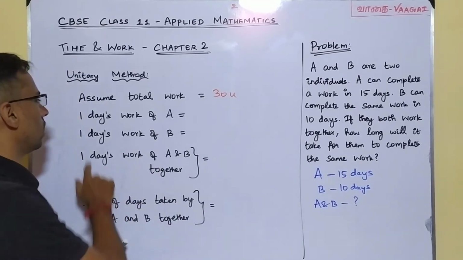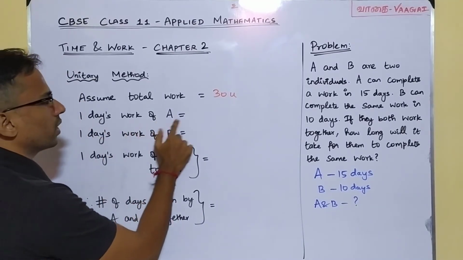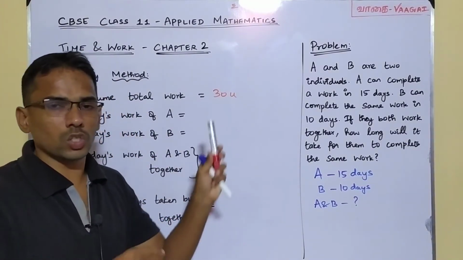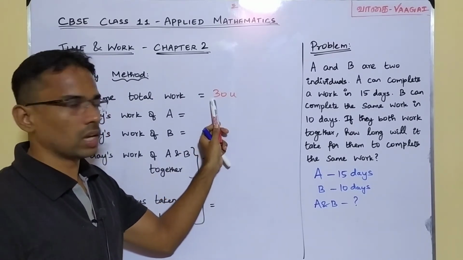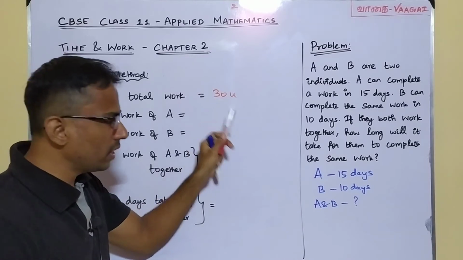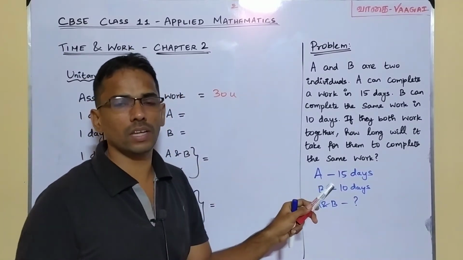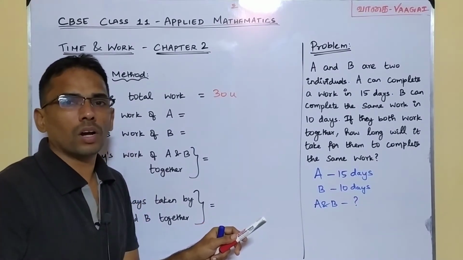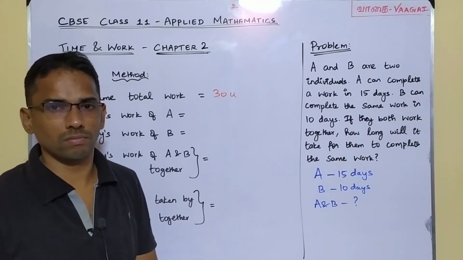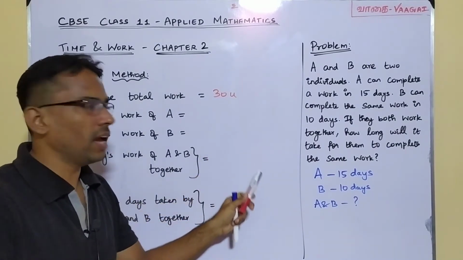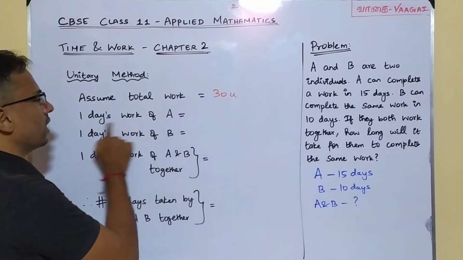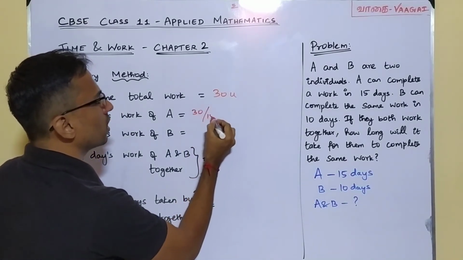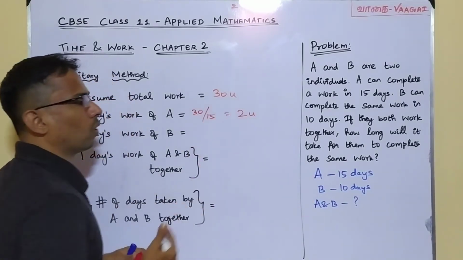Ready? Fine. Now A's 1 day's work is equal to how much? That we have to calculate. See, I know the total work is 30 units. Just now we assumed the total work is 30 units. And this 30 units is what A is completing in how many days? 15 days. In that case, think and tell me, in one day, how many units of work would A have completed? 30 units completed by A in 15 days. Then in one day, A's work will be how much? Simple, right? I can divide this 30 by 15. So A can do 2 units in 1 day.